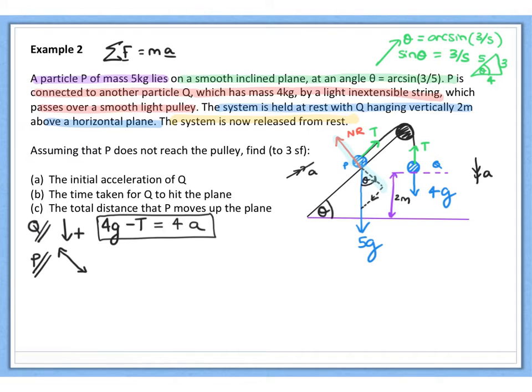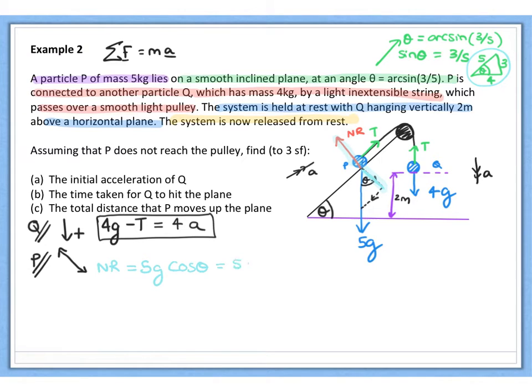So perpendicular to the slope, we know that the normal reaction must be equal to 5g, and look at this blue component here. You can see it is adjacent to that angle theta, so it's 5g cos theta. And if we wanted to, we could work that out because cos theta is 4/5. We could also use a calculator to find out theta and then cos theta.